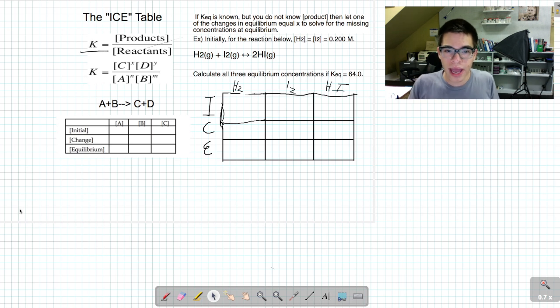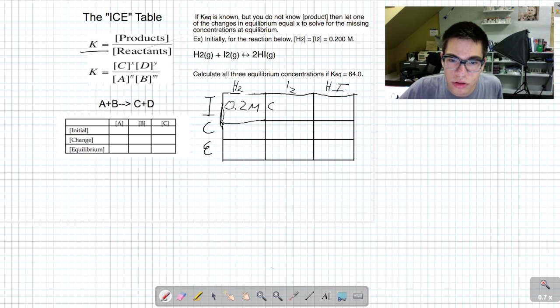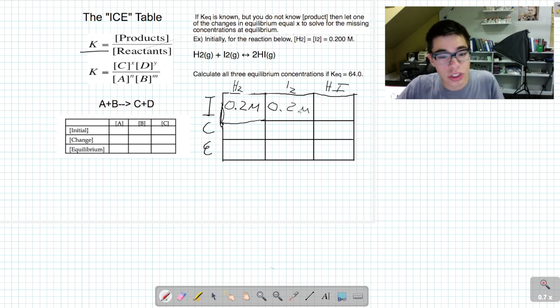So here we have an example problem that says initially, for the reaction below, the concentration of hydrogen and iodine are 0.2 molar. So let's plug that into our table. Right now this is all just magic happening, so hopefully it'll all make sense at the end. 0.2 molar for hydrogen, 0.2 molar for iodine, and these are our initial concentrations. The reaction hasn't started yet, so what should our concentration of HI be? That's right, it should be 0.